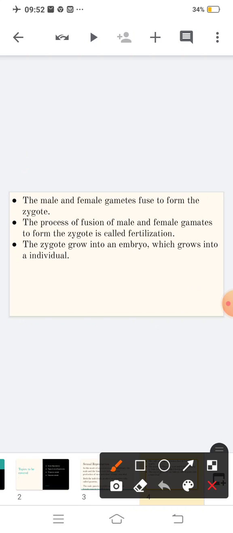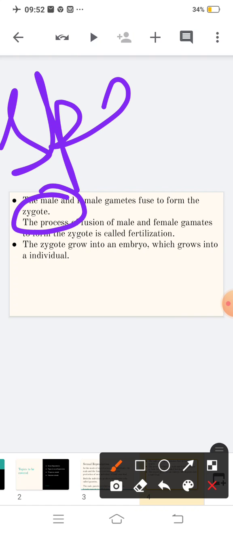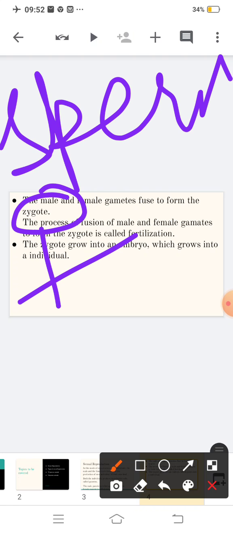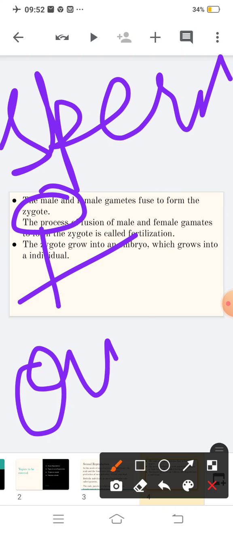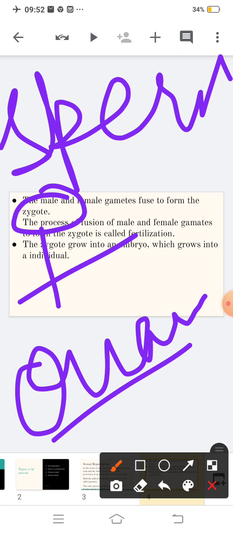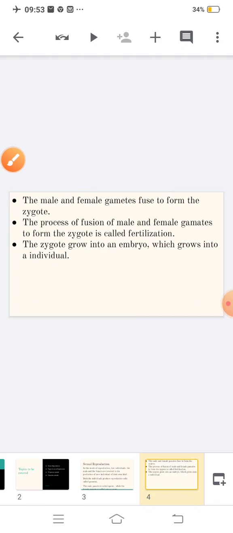When the male and the female gametes are combined, what will they produce? They will produce a zygote. That means if sperm and ovum combine, they will form a zygote. So, what do you mean by zygote? The zygote is a fusion of male and female gamete. Is this clear to you?